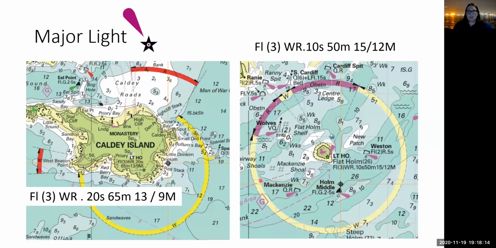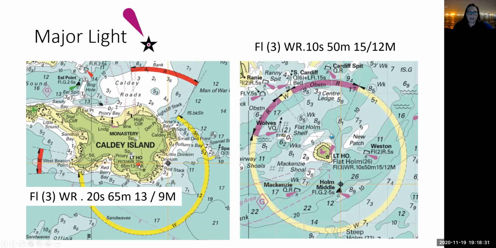Let's take a look at a major light. These are fairly local lights to the Bristol Channel. So on the left-hand side here, we've got Caldy Island just off Tenby. We've got our major light. So our major light symbol there is our star. We've got our magenta teardrop showing that it's lit. Here's our major light down here.